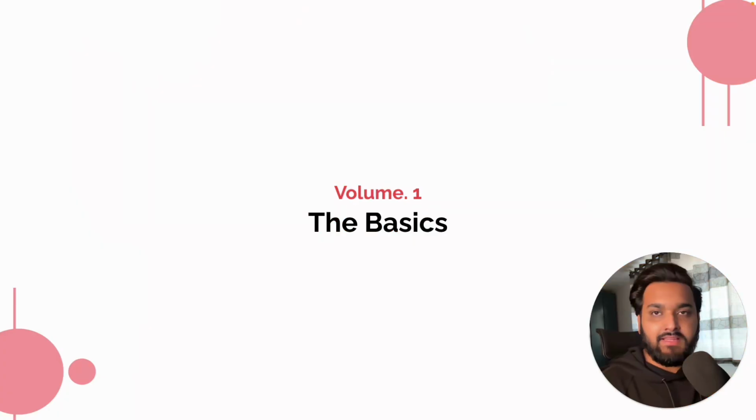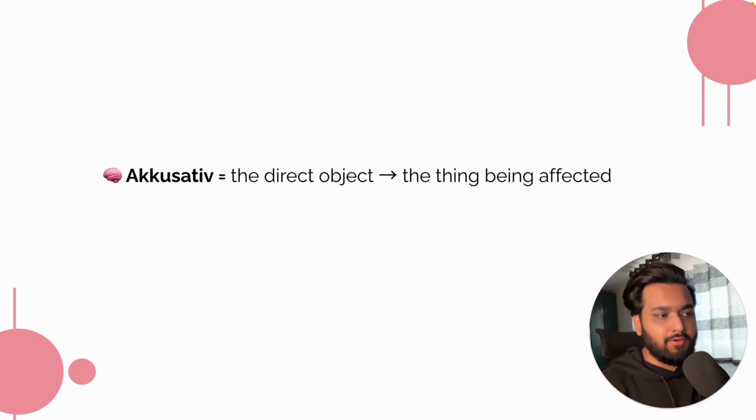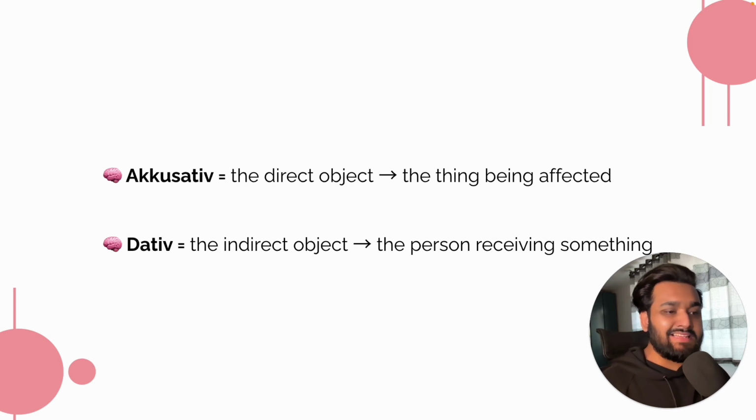Volume 1, the basics. First, what are these fancy words? What does Akkusativ mean, or what does Dativ mean? Akkusativ basically means the direct object, the thing being affected. On the other hand, Dativ is the indirect object, the person receiving something.